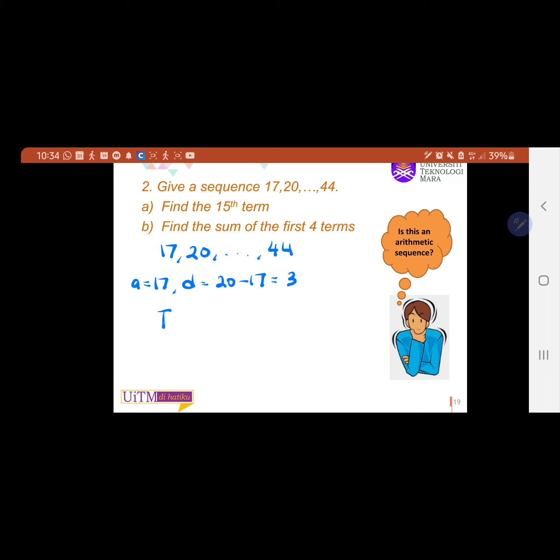Okay, what is our T15? So remember the formula is A plus N minus 1D. So our T15 will be 17 plus 15 minus 1D. D is 3. So you calculate, then you will get the answer is 59.